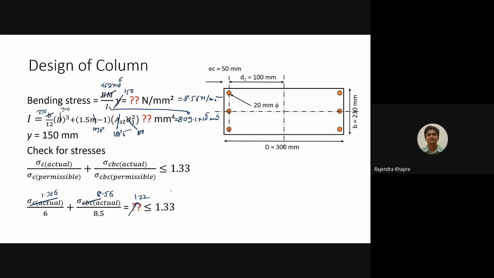Okay. So 1.22 is less than 1.33. So our column is same. Okay. What I skipped over here is the design of stirrups. As per IS 456, whatever is the procedure, please follow and give the appropriate design for stirrups.